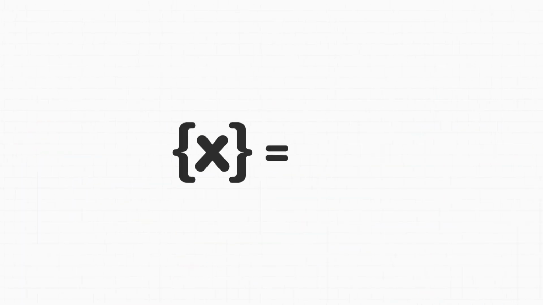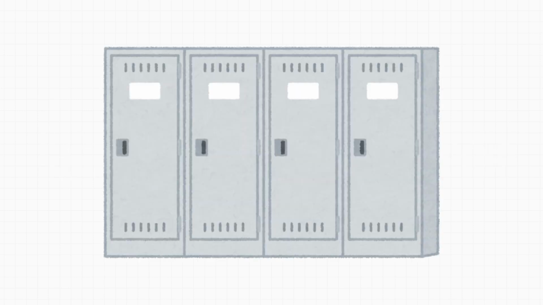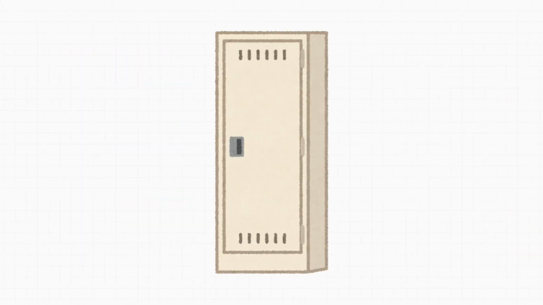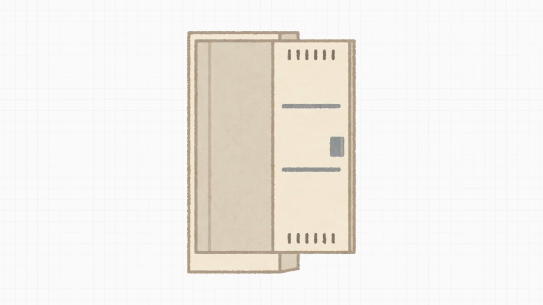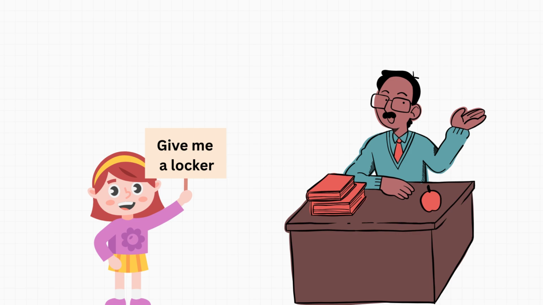It holds a value, like a number, a word, or even a yes or no answer. When you name a locker total marks and store the number 95 inside, you're using a variable. Declaring a variable is like telling the school you need a locker. You're not putting anything inside just yet. You're just saying, I need a space to put my things inside.